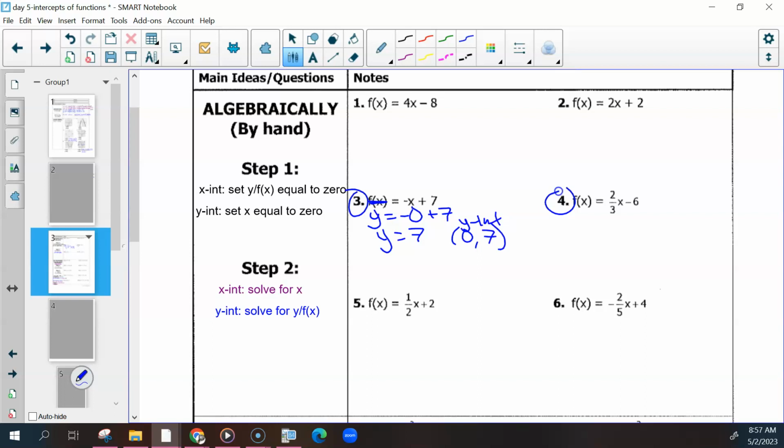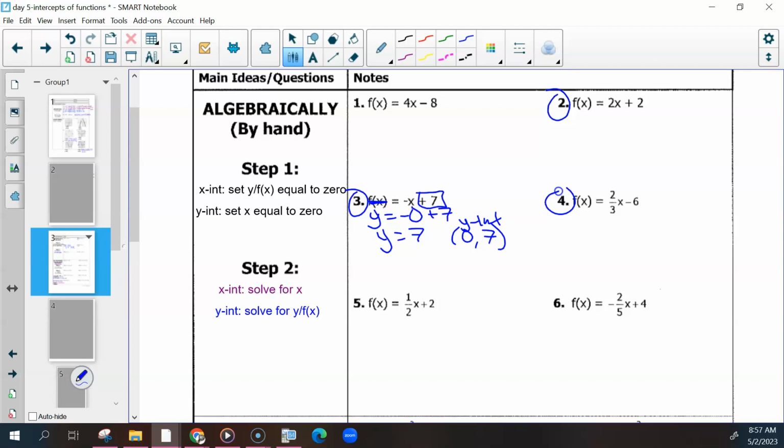So you could do the work to find the y-intercept if it's in this format, or you could just look at the last number. That would also tell you the y-intercept. Just so you know. We'll go back and do that.